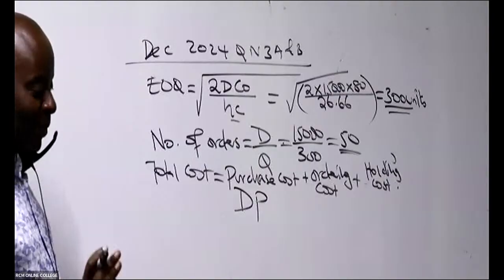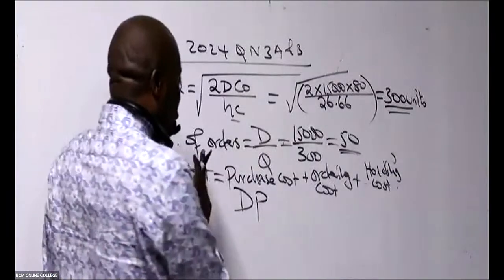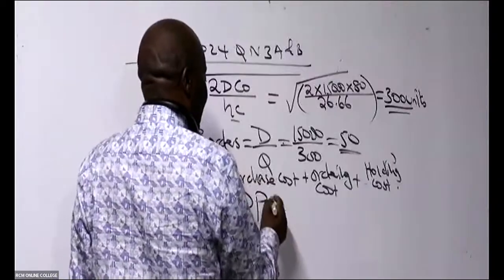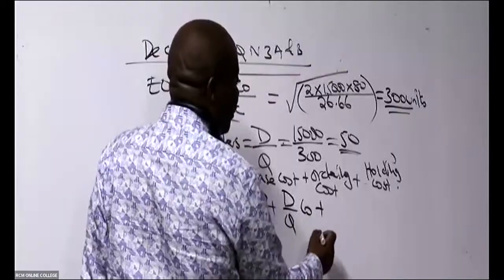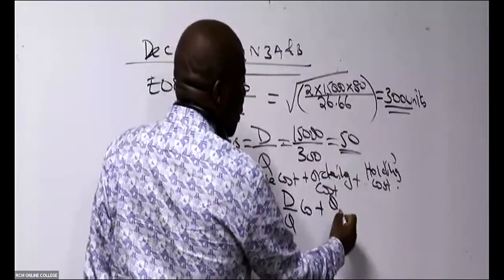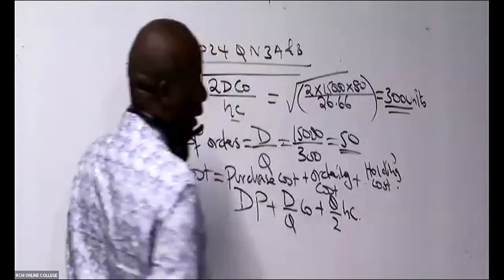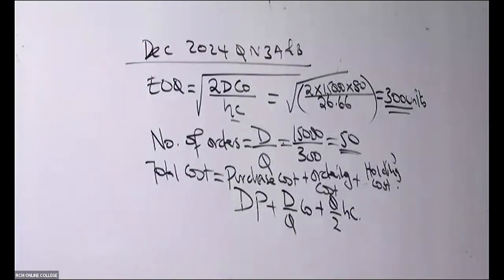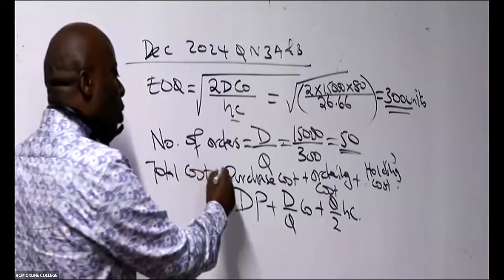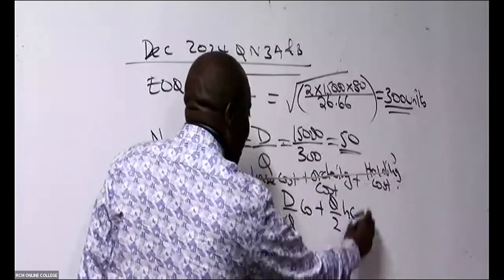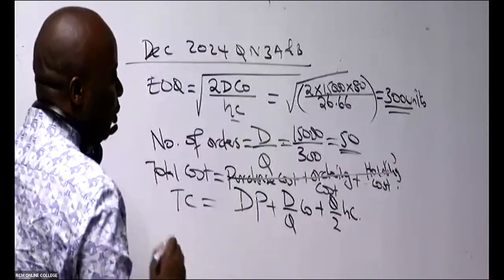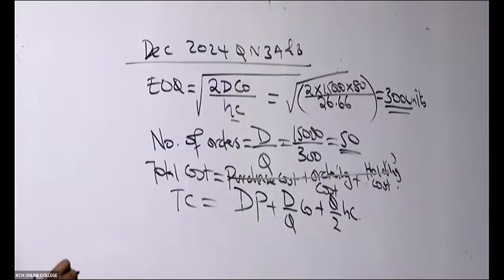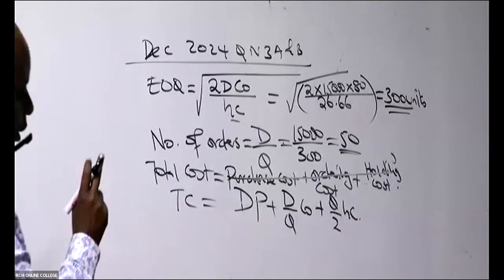So anytime we talk about total cost, always remember DP plus ordering cost, which is D over Q times CO, plus holding cost. Holding cost we take as Q over 2 times HC. This is a formula I would always want you to know: the formula for getting TC for inventory items. Anytime we talk about total cost for inventory items, you should always think about this formula.